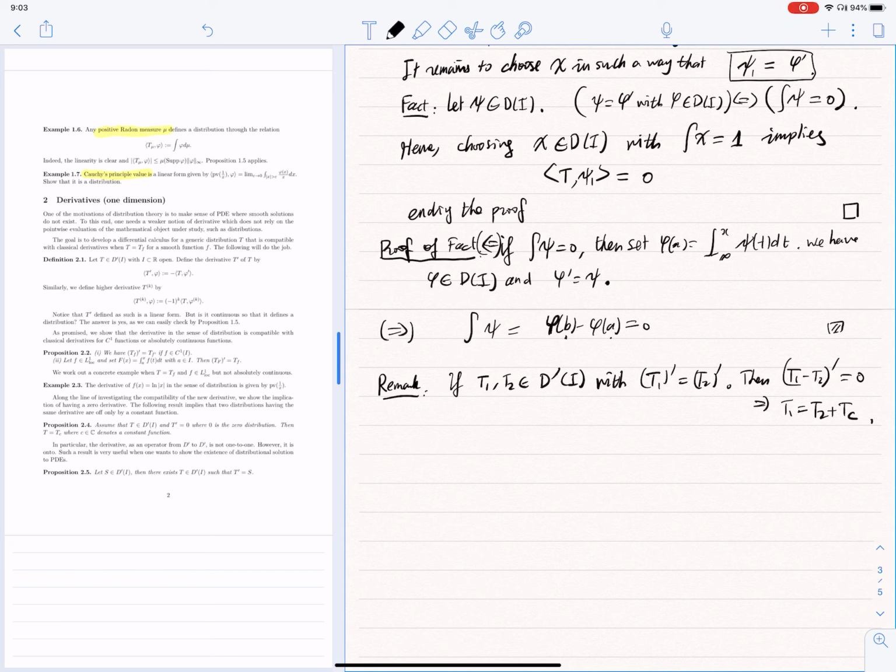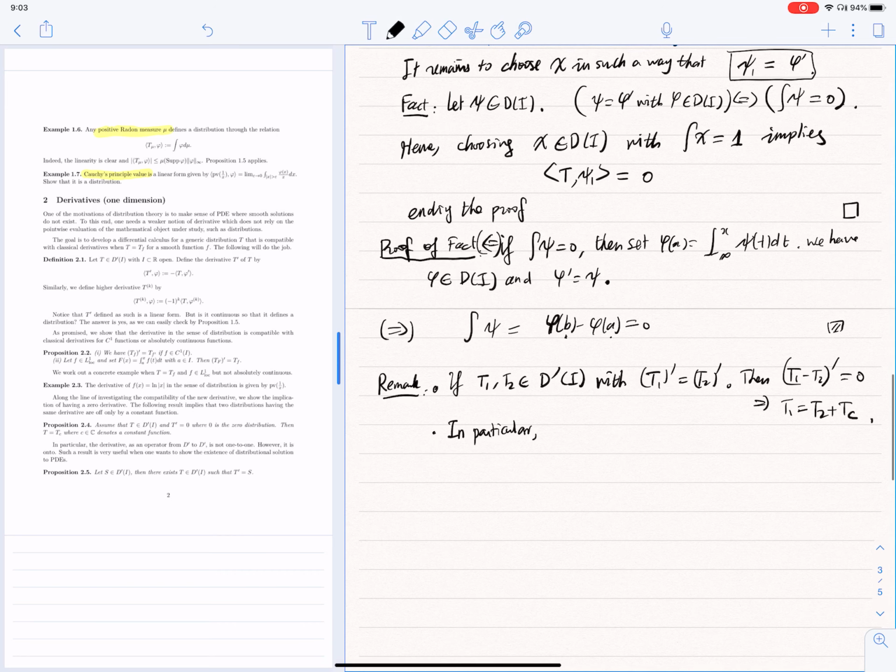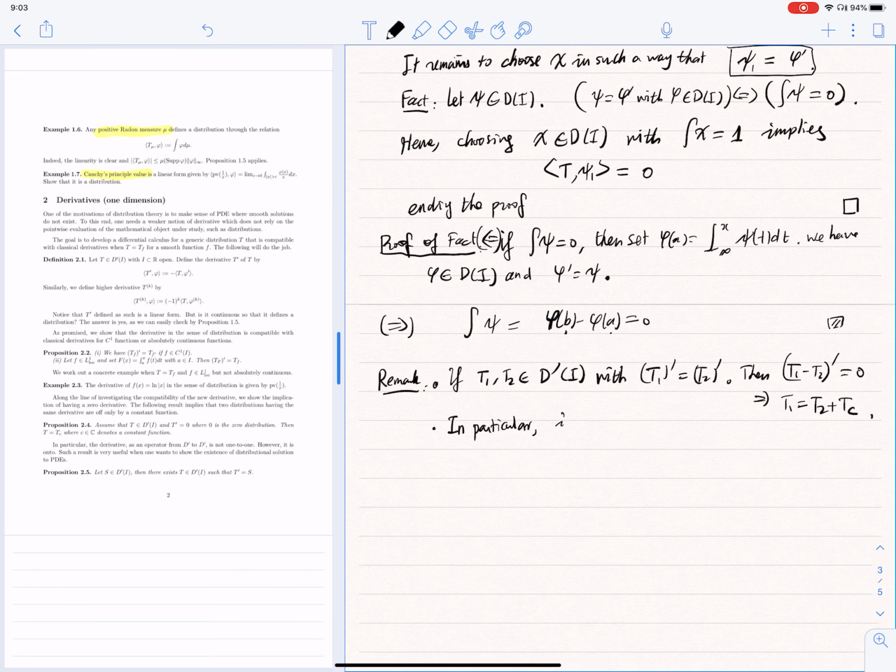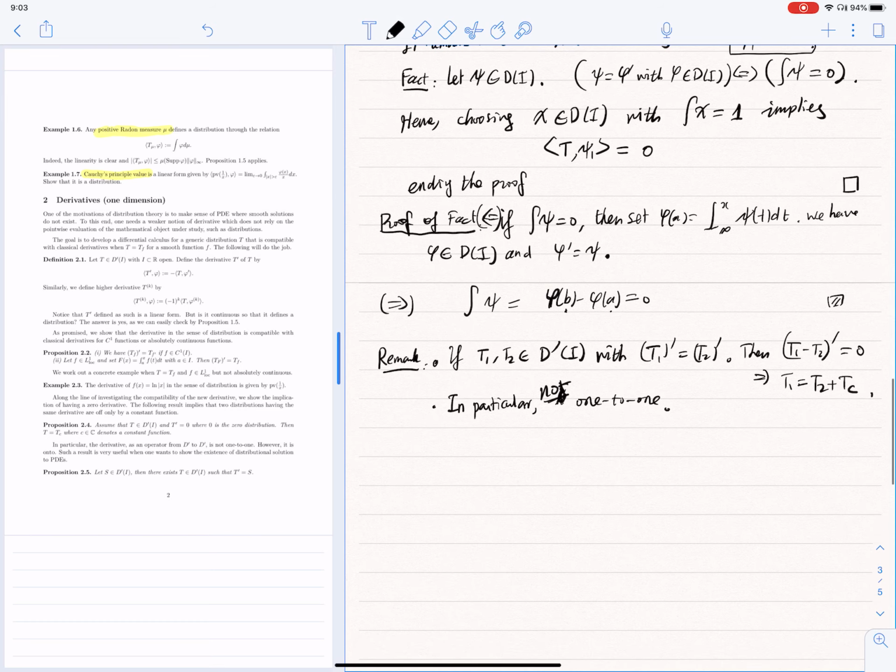Okay, so this is our remark. And the second thing I would like to point out is in particular that the derivative as a map is not one-to-one. It's not one-to-one, as a map from the space of distributions to the space of distributions. So they are off by a constant if two distributions have the same derivative.